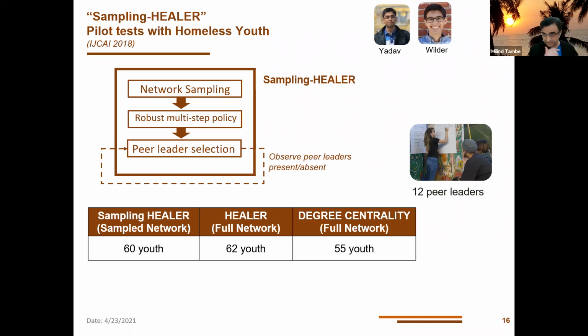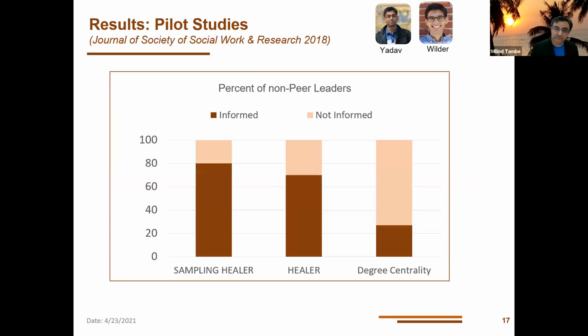Our social work colleagues, and this is a picture of the information session going on. There's a whole day-long education session for the particular peer leaders that gets conducted to spread information. And now we wanted to know at the end of 1 month, how many of the non-peer leaders, those who we did not invite, got educated about HIV. And here's what we found. With degree centrality, only 25% of the non-peer leaders got informed.